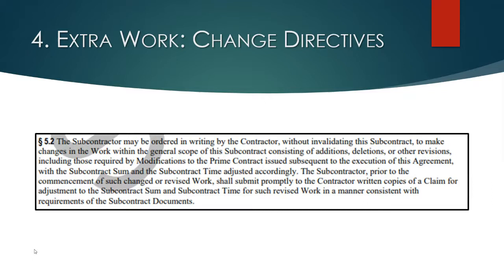Sorry, this is the change order directive slide from the AIA contract provision. This is not a change order where both parties sign, but where the contractor orders the subcontractor to perform the work without invalidating the contract. So just make sure that you understand that there is the ability for the contractor to do that without a fully executed change order, but try to be as specific as you can in terms of how that work is going to be priced and how you'll be paid for it.